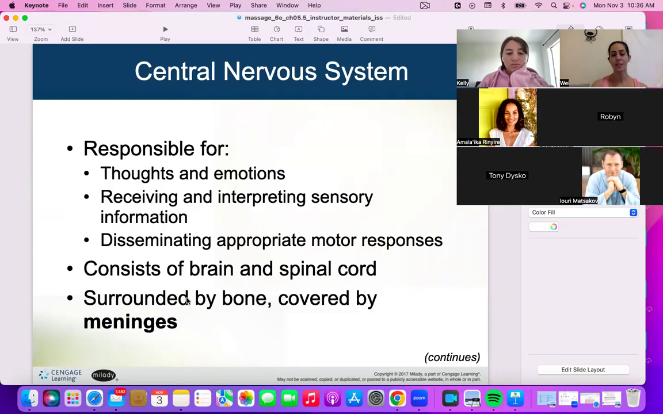Now, the central nervous system is surrounded by bone, okay? So you got the skull covering the brain, and you got the spinal vertebrae that are stacked up on top of each other, housing the spinal cord in the center. And the brain is surrounded by bone, of course, and covered by meninges, which is the membrane that protects the brain and the spinal cord.